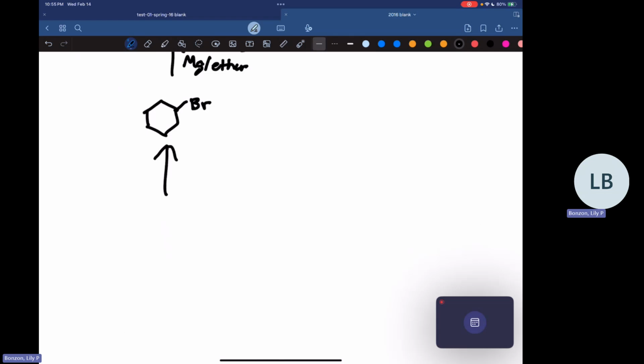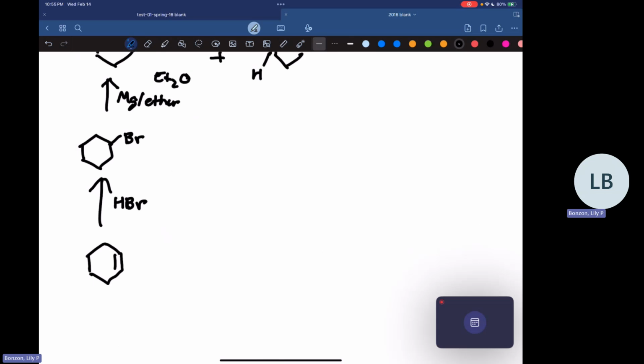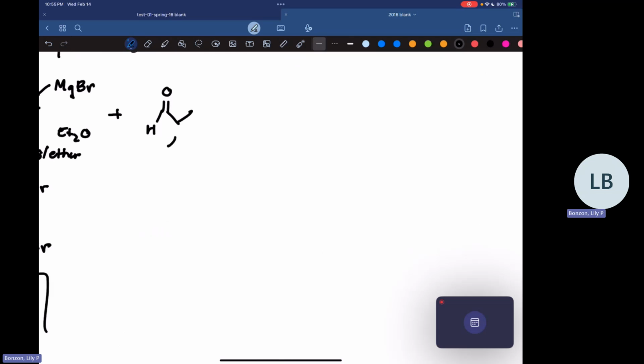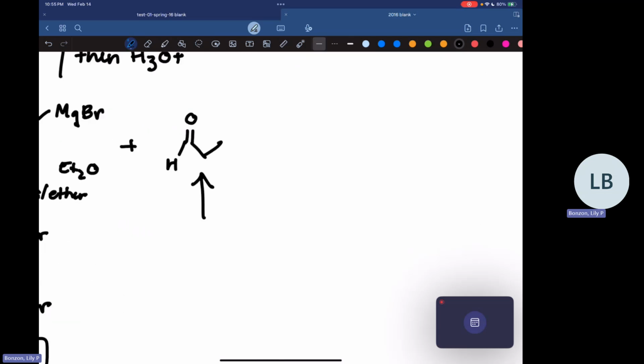And then again, we need to go back to a cycloalkene. And so what we can do with this one is we can just do a simple HBr with that cycloalkene, and that will get that bromine added on there. All right, so we finished. We got this one back to cycloalkene. We just need to finish up this aldehyde over here.